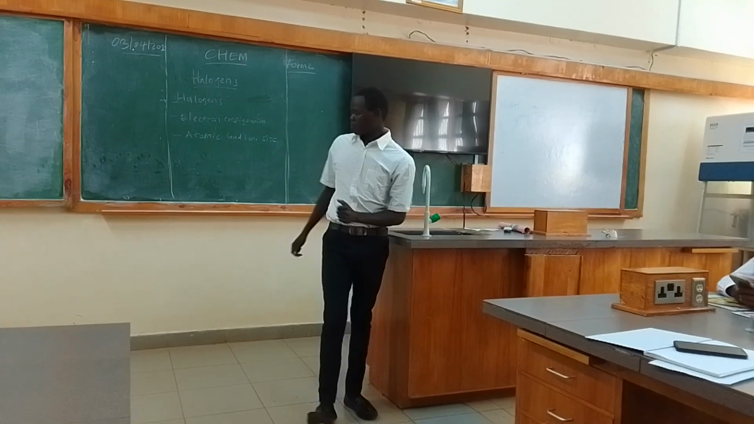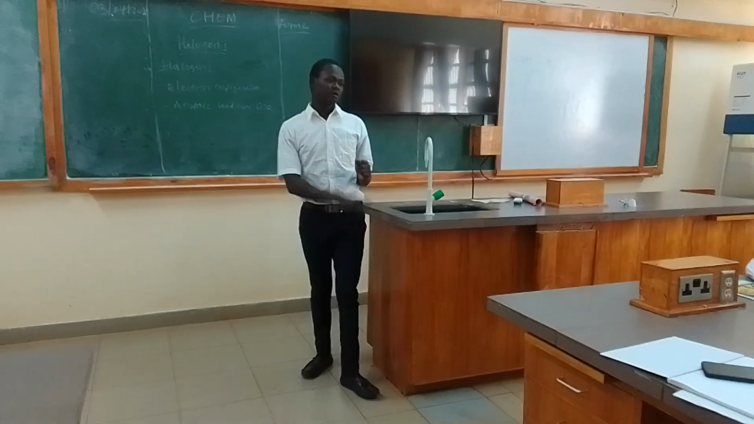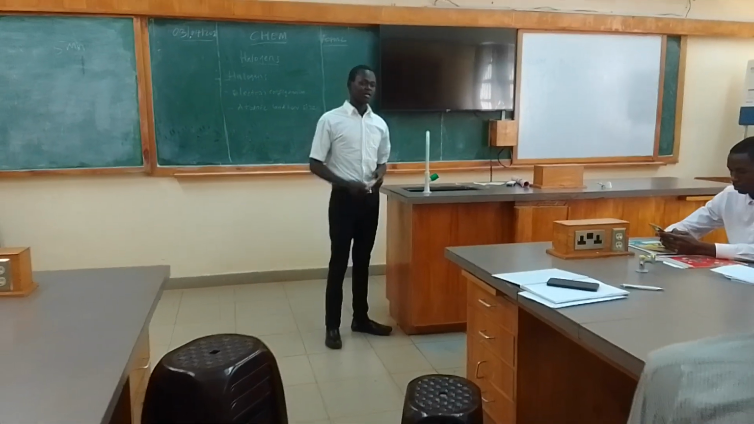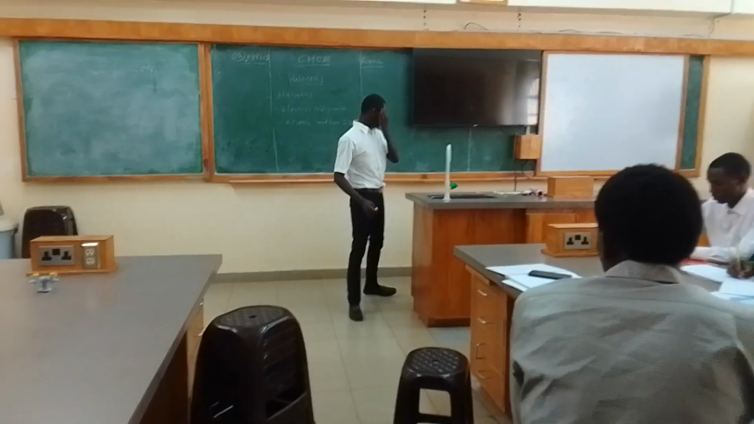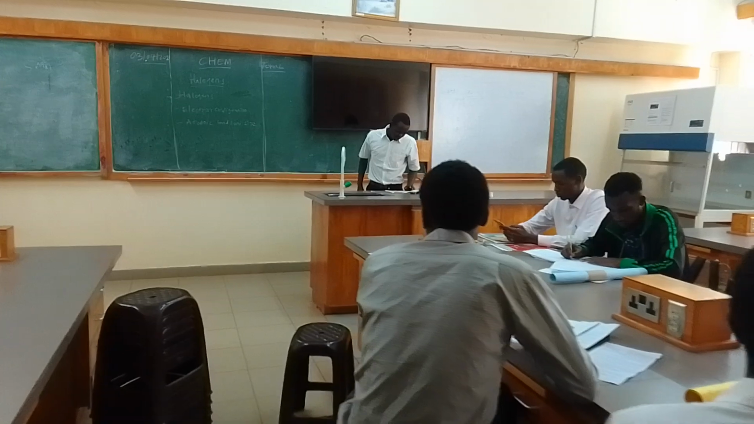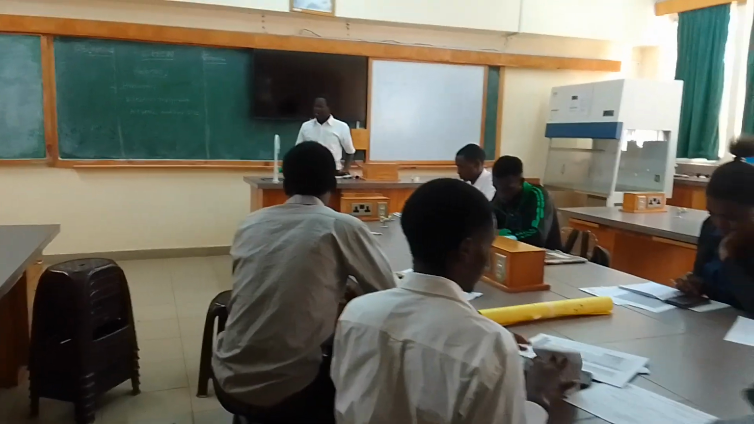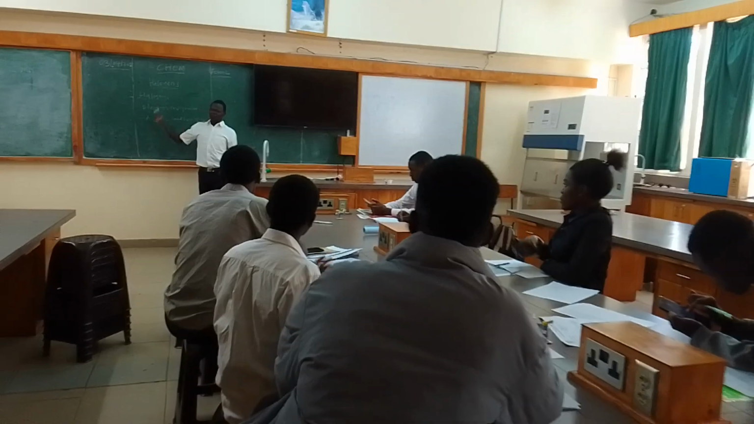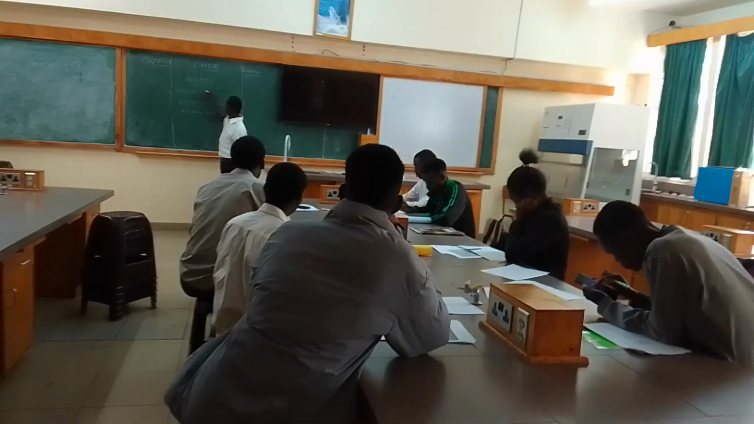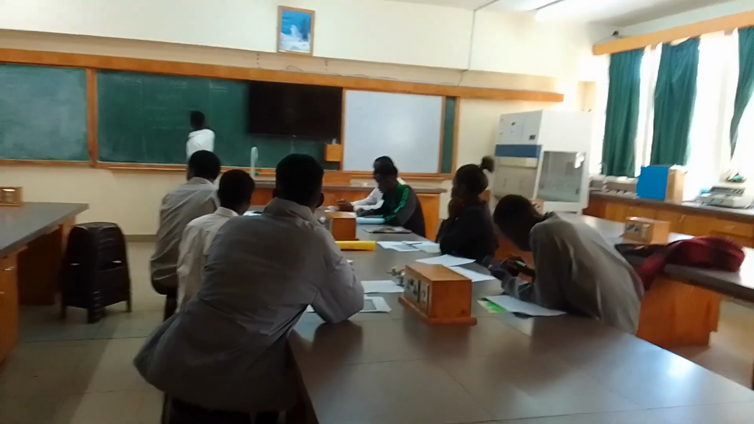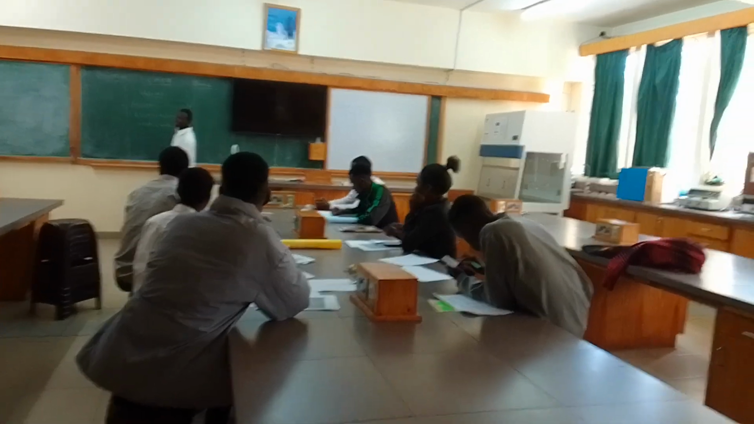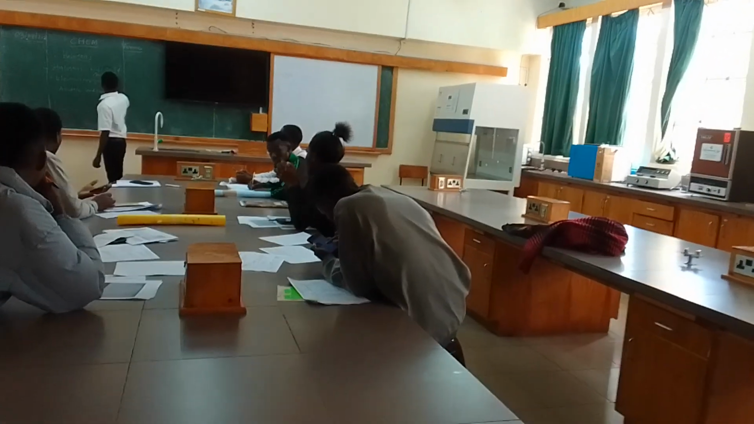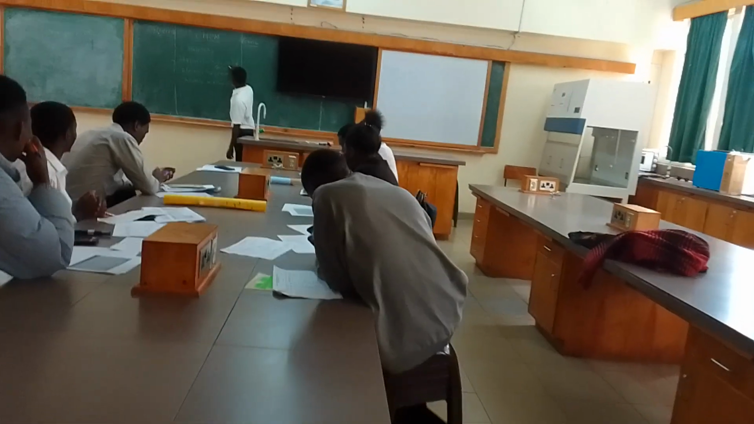Now halogens are located in group 7 of the periodic table. And halogens are very reactive nonmetals and are found in group 7 of the periodic table. Now, the name halogens is derived from the Greek word halo, which means salt, and gen, which means producer.